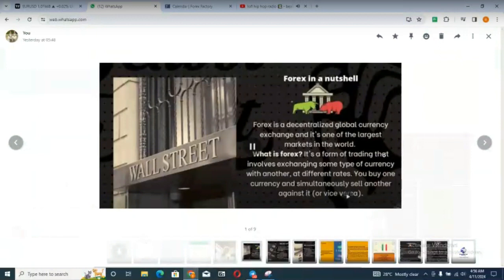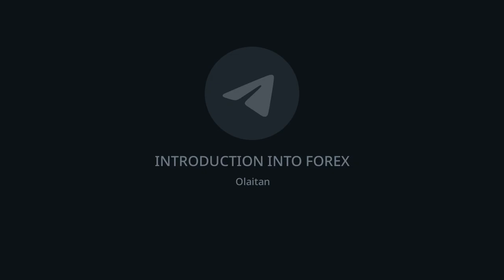You buy one currency and simultaneously sell another against it. We can use an example of trying to buy one currency against the other currency. Say I'm going from Nigeria to the United States. We all know we spend the naira in Nigeria and the dollar in the US. So I cannot use my naira to make transactions in the US.